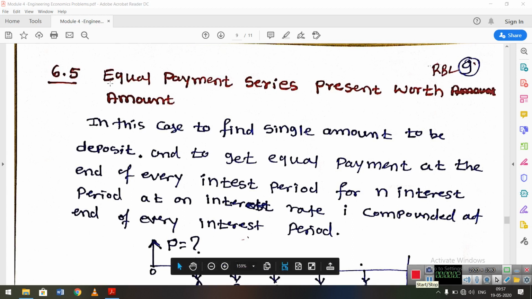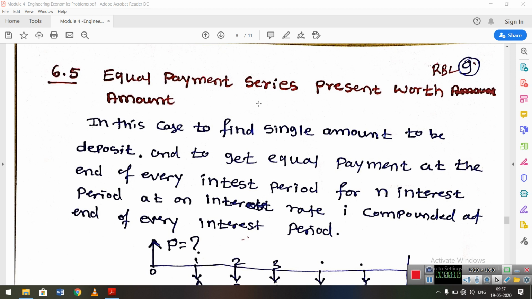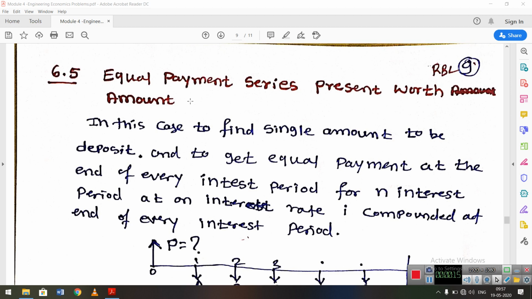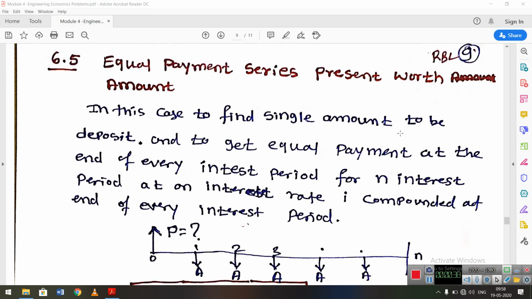So in this lecture, we discuss compound interest, that is the fifth case with equal payment series, present worth amount. Here, in this case, we have to find a single amount to be deposited, to get an equal payment at the end of every interest period for n number of interest periods, at an interest rate i compounded at the end of every interest period.